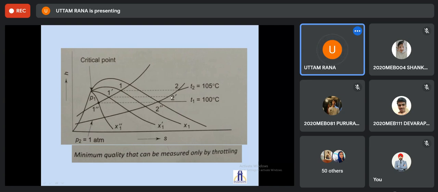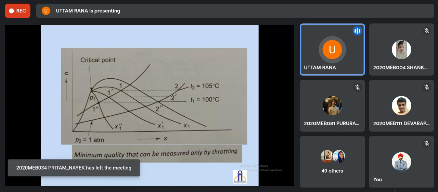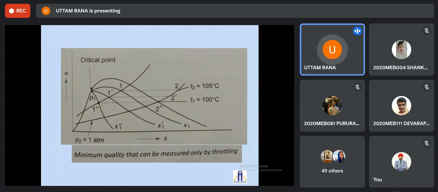2 prime. Similarly, if the initial state of the steam is at 1 double prime, what will be the state of the steam after throttling? It will be 2 double prime. So you can see as the quality of the sample steam is reducing, the end state is coming close to the saturated vapor state. So we said that a minimum degree of superheating is required in order to find accurately the quality of the steam.